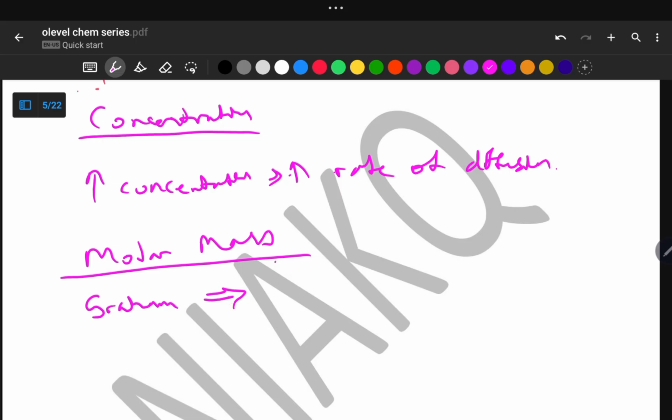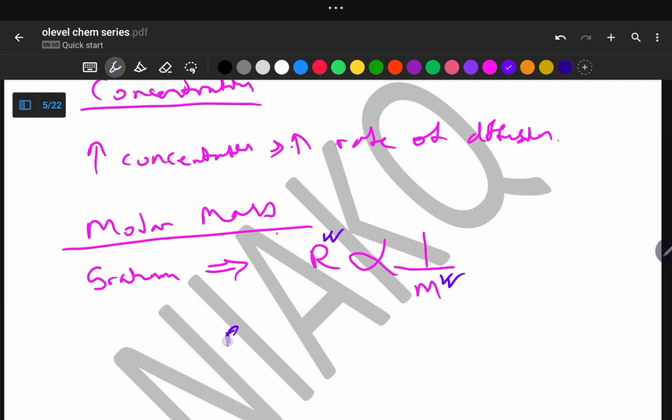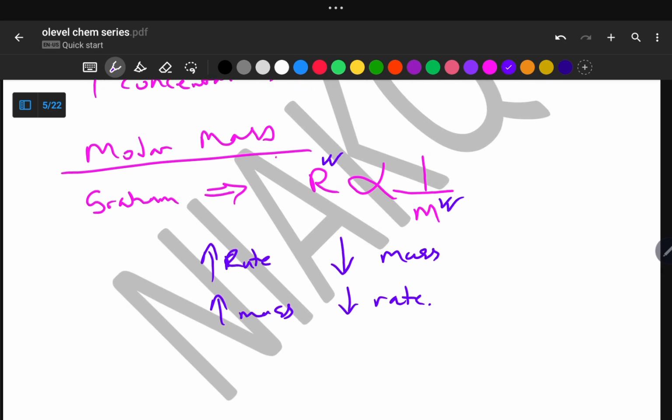I'm going to simplify this one so that you can understand. The law says the rate of diffusion is inversely proportional to the molar mass. This simply means if you are having a higher rate, the molar mass is reduced. If you are having a higher mass, the rate is reduced. As simple as that. So this is Graham's law of diffusion.